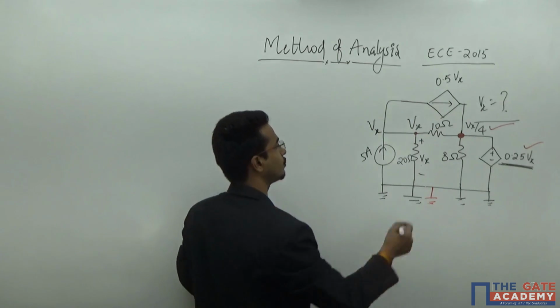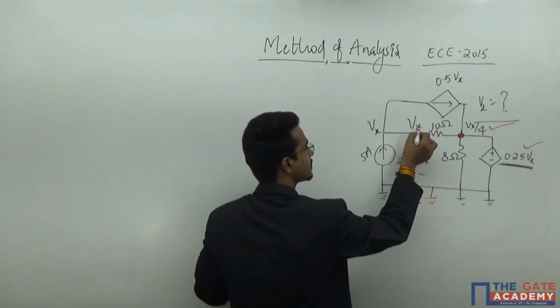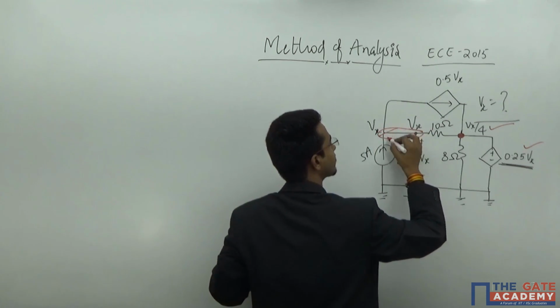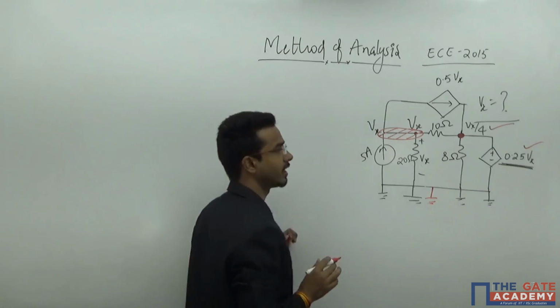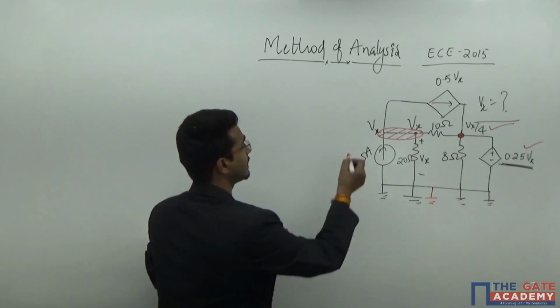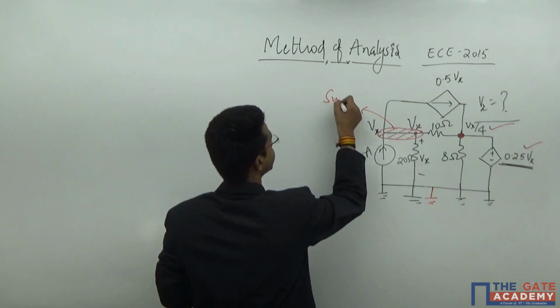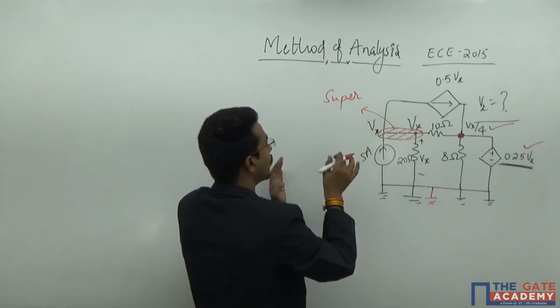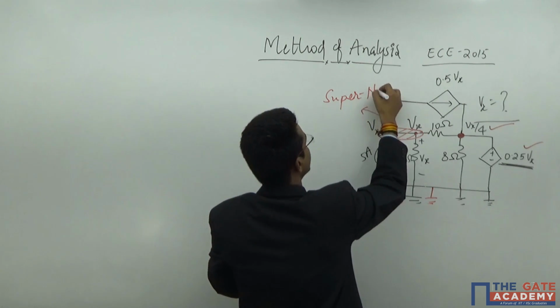So I will write down the equation only at this point. This is at the same potential for me, so I can assume that it is my single node. Whenever I am superimposing two nodes, that is known as the superposition of the nodes. That is known as the super node.